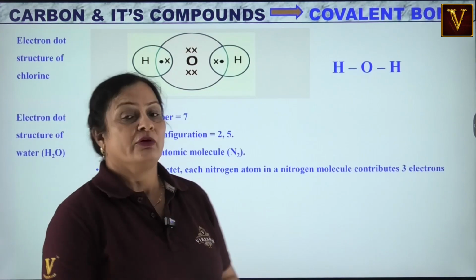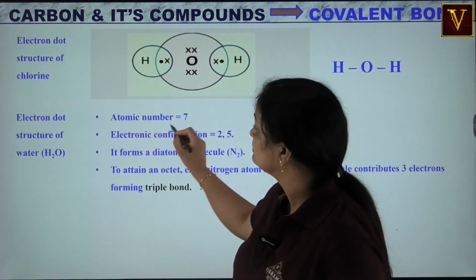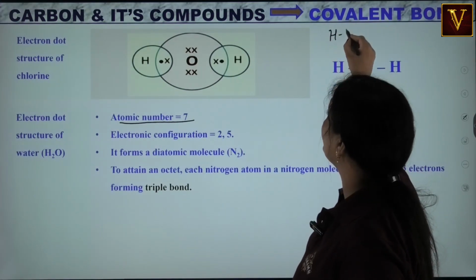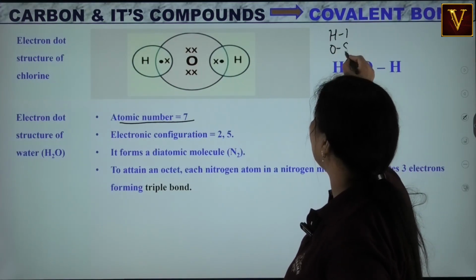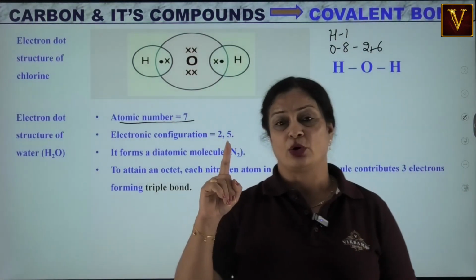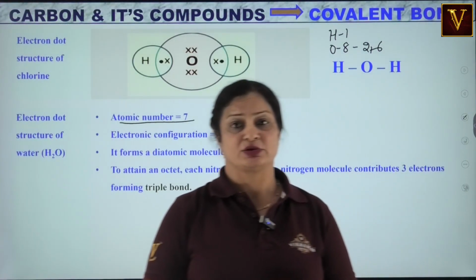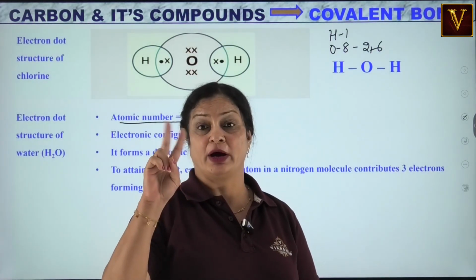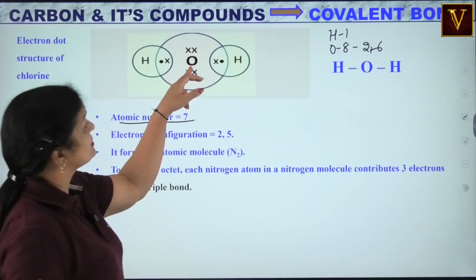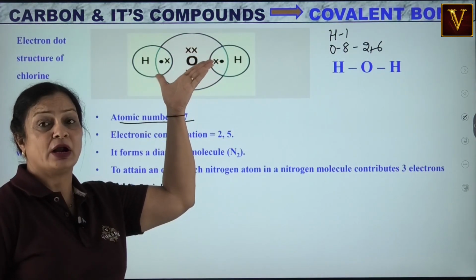Yes. What do you mean by H2O? In H2O, the atomic number of hydrogen is 1, oxygen 8, electronic configuration 2, 6. We know very well, hydrogen requires 1 more electron to attain noble gas configuration. But oxygen requires 2 electrons to complete its octet. Look, oxygen has 6 valence electrons and each hydrogen atom has 1 electron.